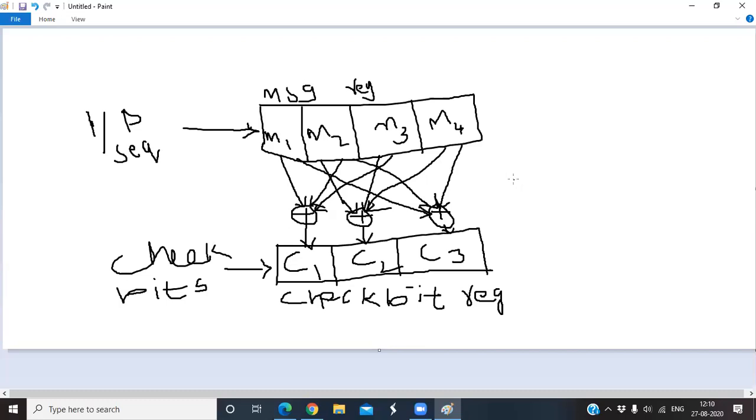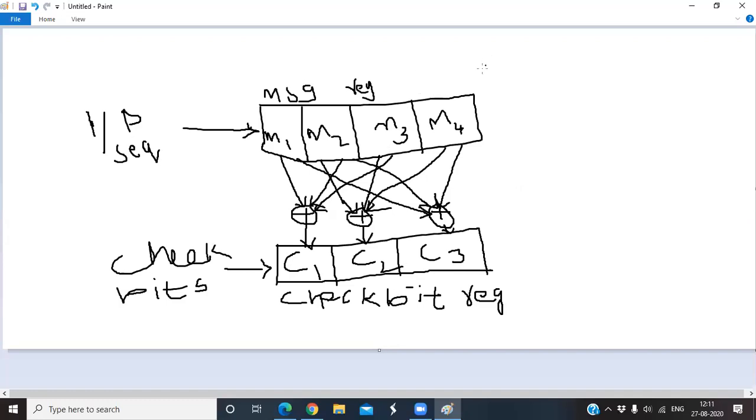Whenever the generator matrix is different, the check bits automatically become different, and the encoder diagram is also different. For each and every generator matrix, the code words are different, the check bits are different, and then automatically the encoder diagram is also different. So this is the input sequence, check bit sequence, message register and check bit register.